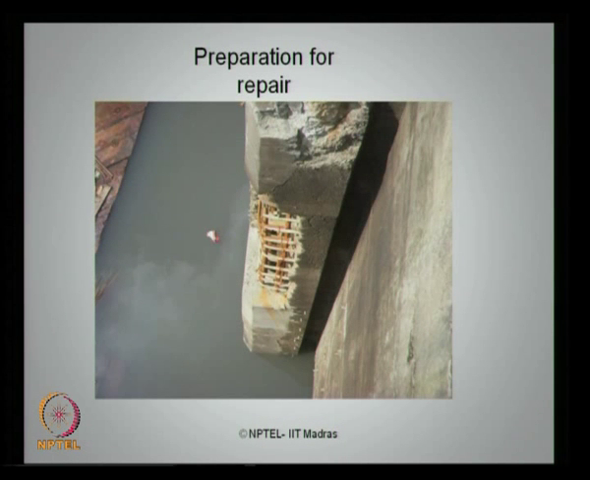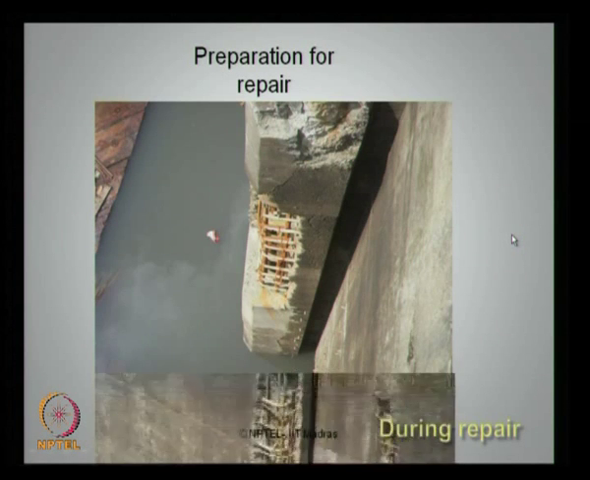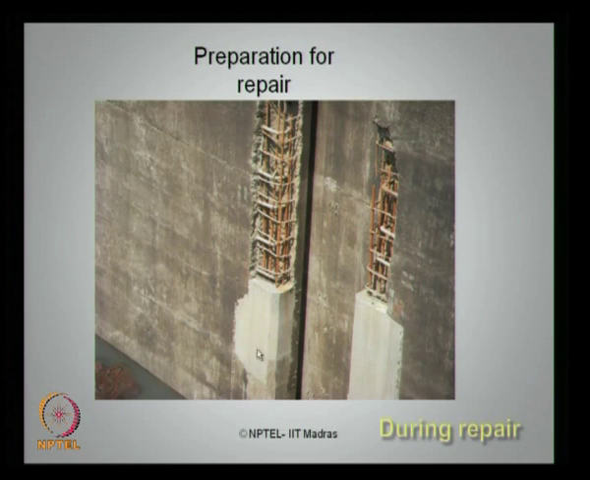So what would be the method to attempt a repair for this kind of damage? If you look at the preparation action for repair, the concrete has got to be completely chipped off in stages and the steel has got to be completely exposed, as you see in this photograph. During repair you have to do a proper waterproof shuttering and keep on doing microcreting, whose specifications are discussed in the next slide.